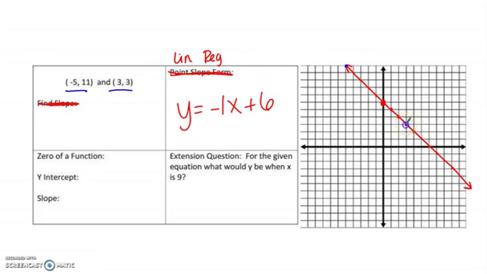So if you wanted to, you could have just plotted those 2 points and then drawn a straight line. You would have gotten the same answer as long as you did it correctly. Okay? My slope is negative 1. My y-intercept is positive 6. As a point, that's 0, 6.